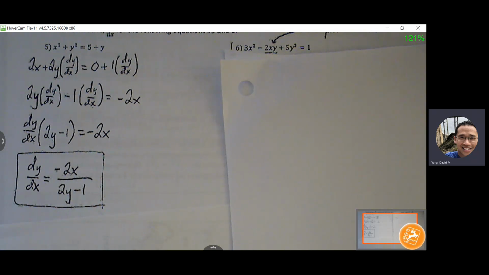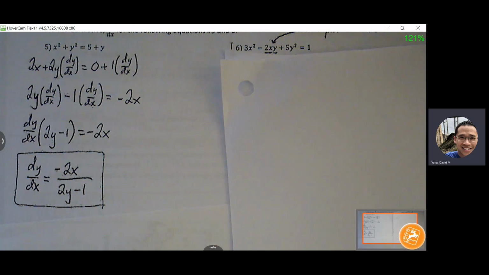Product rule, right? I know we don't see parentheses, but the 2xy is enough for us to require product rule because we can merge them together. And 2x times y, there's an understood product between 2x and y. So in order to find the derivative, we have to go through product rule. And within product rule, we also have to take care of implicit.